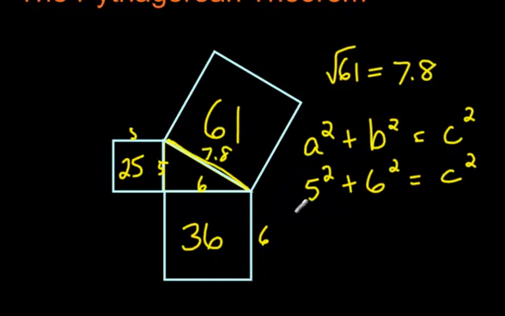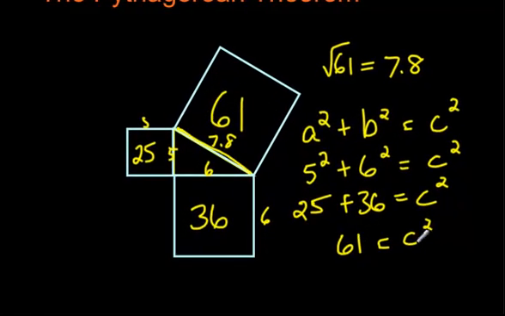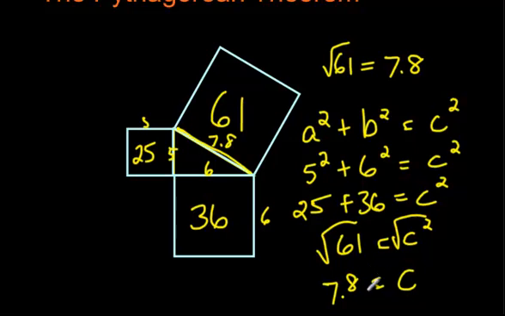5 squared we said is 25. 6 squared is 36. So 25 plus 36 we figured out was 61. And 61 is C squared. But we wanted to know what's just one side, so you take the square root of both sides, and that's how we came up with 7.8 as our side.